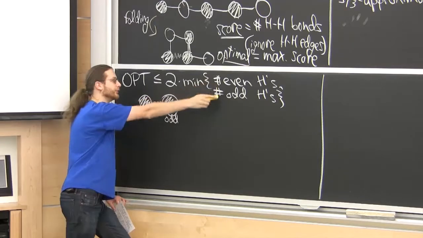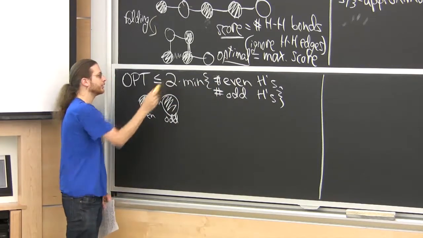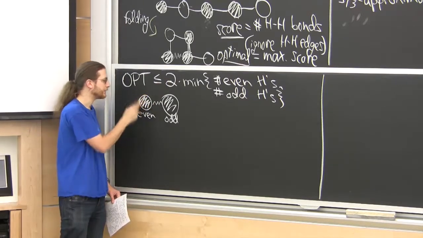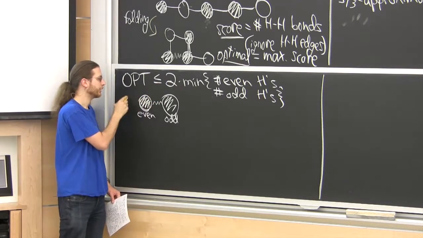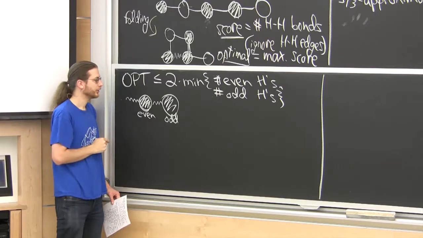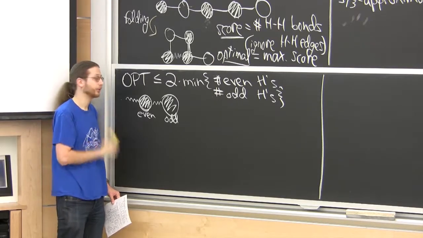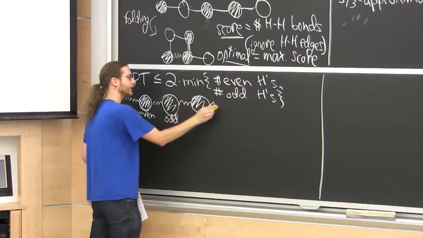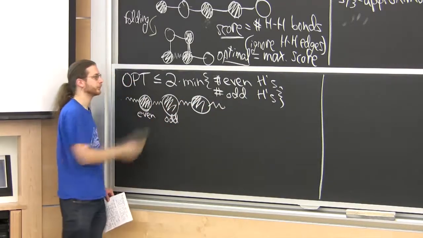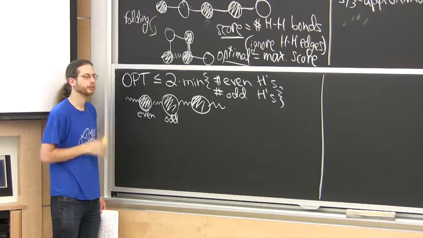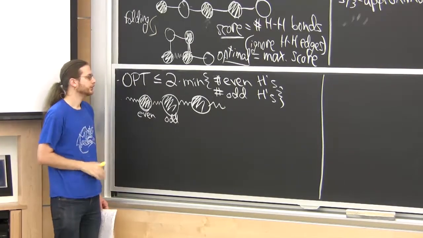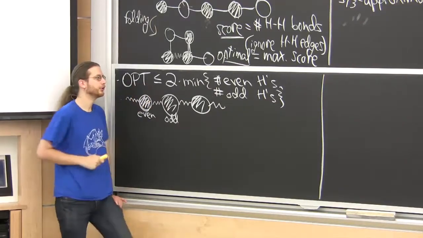You end up with the min of the two, but you get a factor of 2 because every even guy has 2 incident bonds in the best case. And then you're not double counting, because you count this even guy, maybe you count this even guy, and they have disjoint bonds. So it's twice the number of evens or number of odds, whichever is smaller. Okay, so this is useful. It's just sort of what is the best case you could hope for, opt.